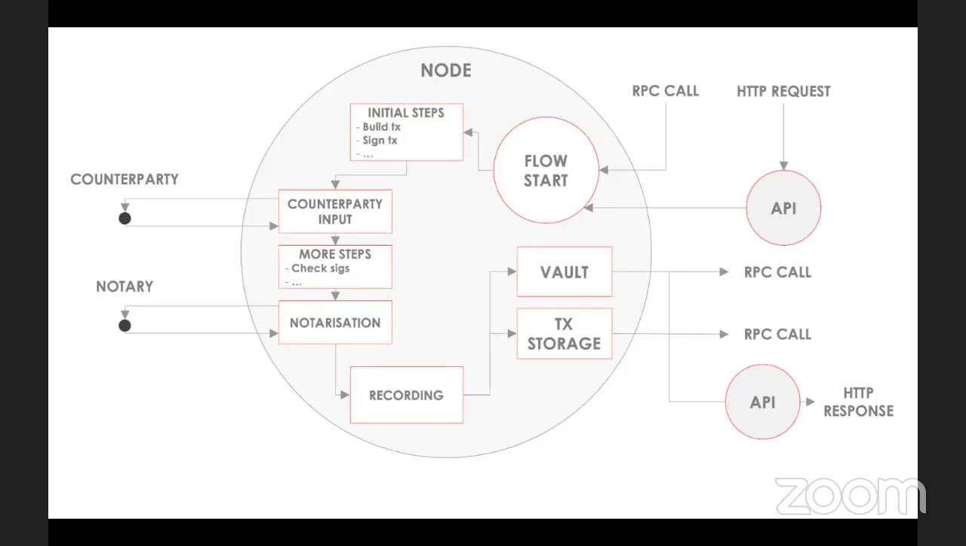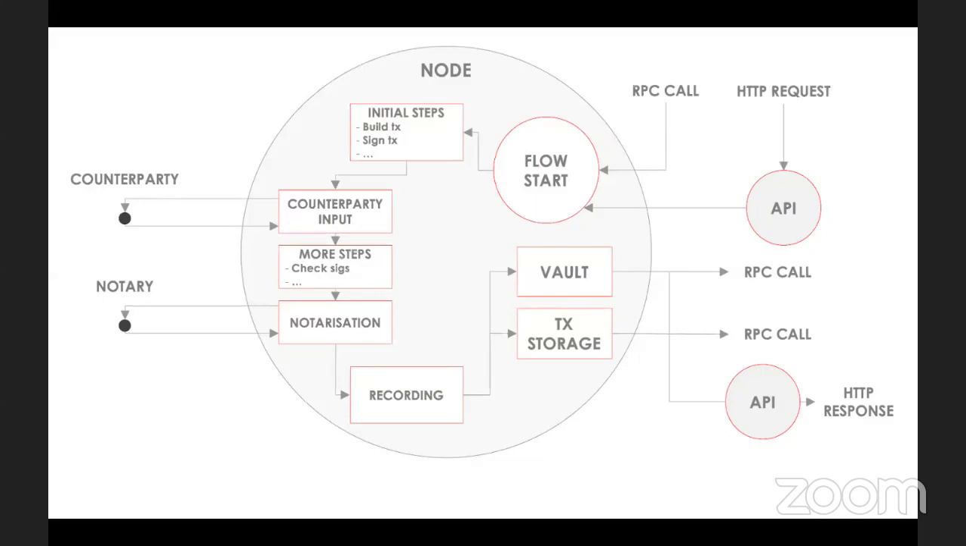The flow starts, then we build the transaction, and then we sign it. After you sign it, it goes to the next party, the counterparty, and they verify the input and do whatever checking they want to do. Then the notary will do the notarization, and then it's recorded in the vault. Every node has a vault and a transaction storage, and it will be stored there. So you can also query the vault. That is an important concept you should know.